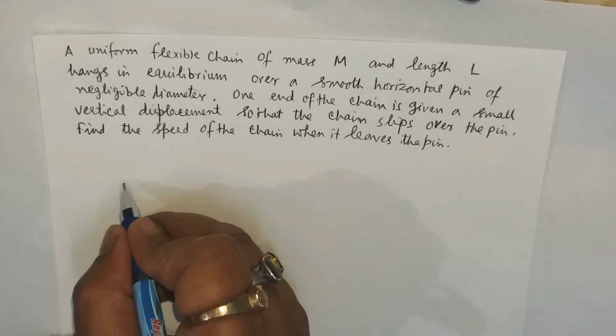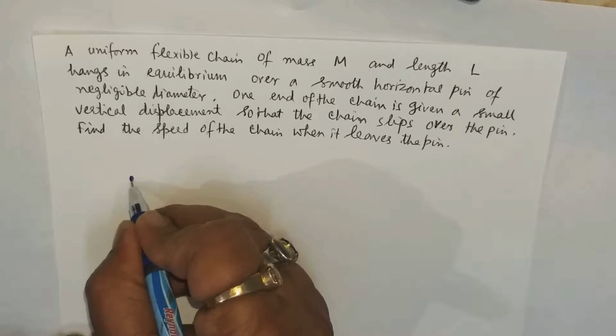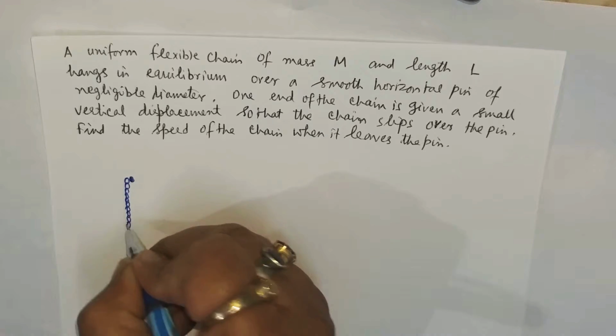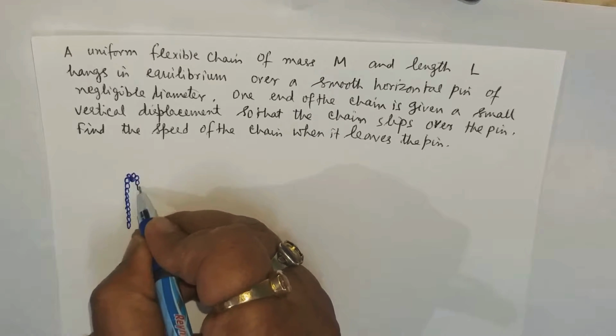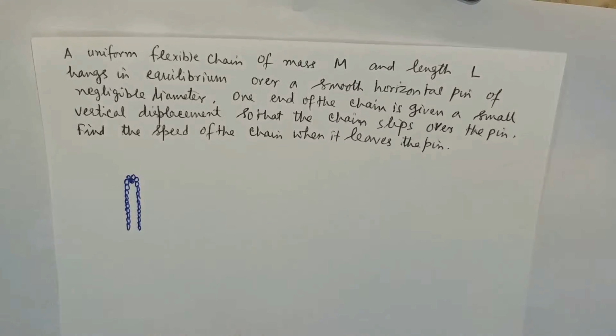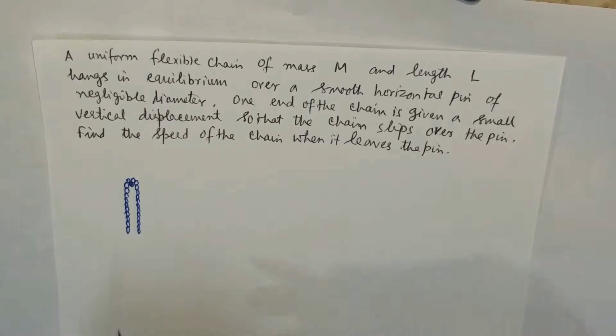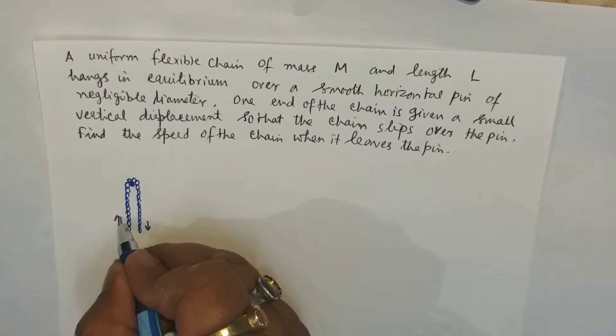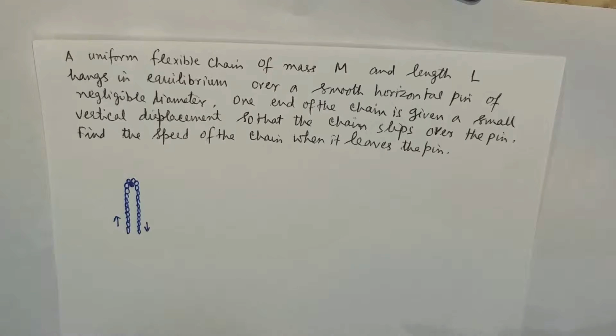What I understand is there is a chain which passes over a pin like this. That is, this is a uniform chain, and half of the chain is hanging on one side, another half is hanging on the other side of this pin. Then what will happen if you slightly disturb it? This end will come down and this end will go up, and the chain eventually will slip over this pin.